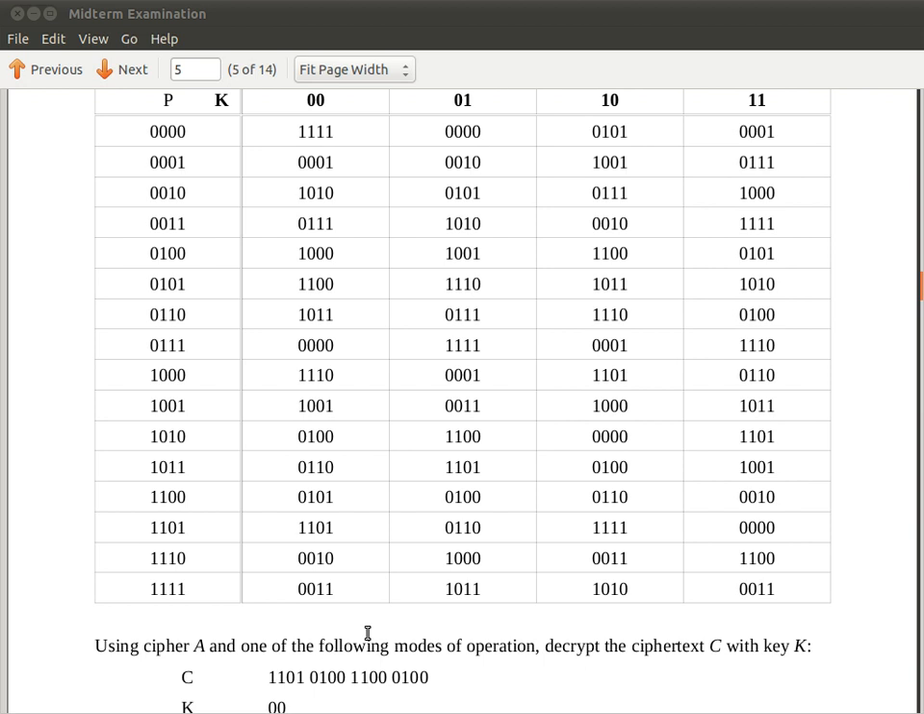Okay. 2 more minutes and then we'll move on. Try the counter mode, just at least the first 2 blocks.